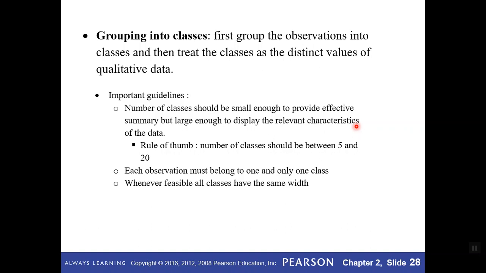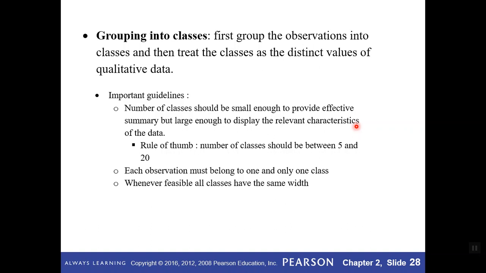Important guidelines, I have mentioned a few here. The number of classes should be small. Try to keep a small number of classes as much as you can. Most of the time we say the number of classes should be fair if you keep them between 5 and 20. Twenty means it's huge. Try to keep them very simple.